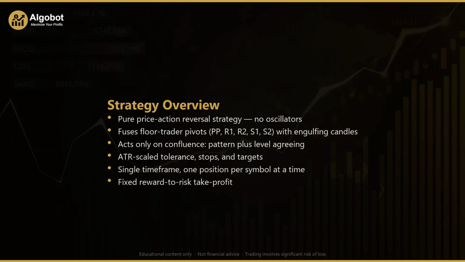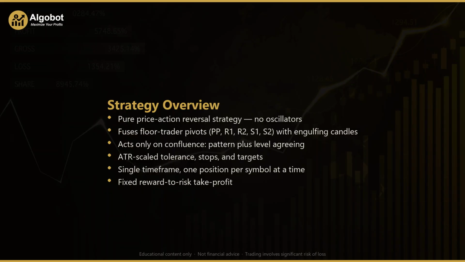On their own, each of these tools is noisy. An engulfing candle can appear anywhere, including the dead middle of a range where it means very little. A pivot level is just a line until price actually reacts to it. The idea behind this strategy is confluence, only acting when both elements agree. A bullish engulfing that reclaims a support pivot suggests buyers are defending that level, while a bearish engulfing that rejects a resistance pivot suggests sellers are defending theirs.